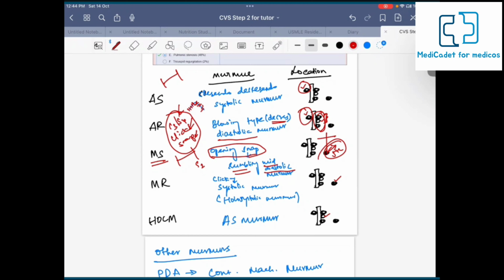One more thing is mitral regurgitation. Mitral regurgitation is a systolic murmur, but remember, it's a holosystolic murmur. At this point, I want you to give me the differential diagnosis for holosystolic murmur. Can you tell me what the differentials for holosystolic are? It's just three. What are they?